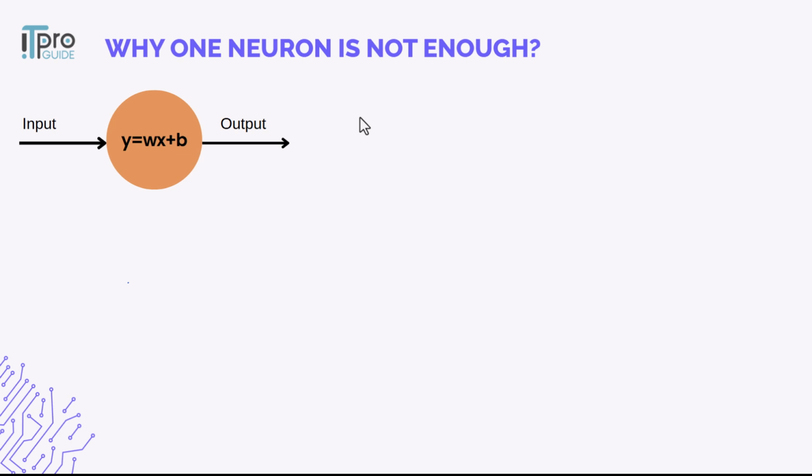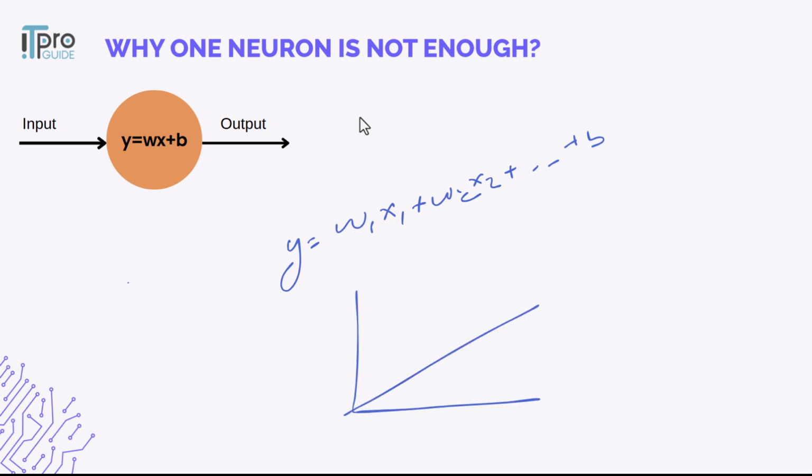Before we build a larger neural network, we need to understand the core limitation of a single neuron. A single neuron is a linear model. That means mathematically, it computes a weighted sum of inputs like y = w1 x1 + w2 x2 + b. This means it can only learn straight line decision boundaries. If your data can be separated by a straight line like this, then the single neuron works very well.